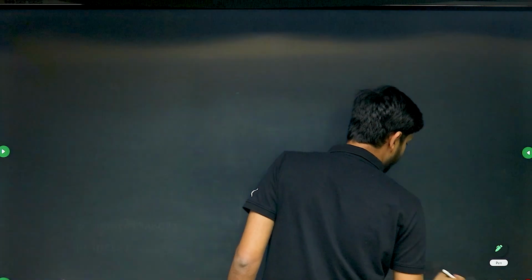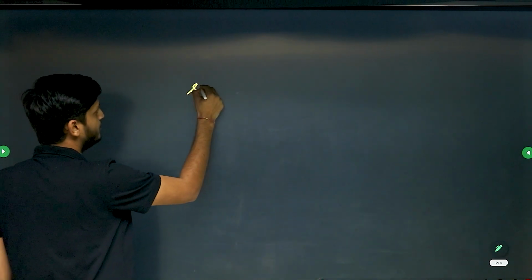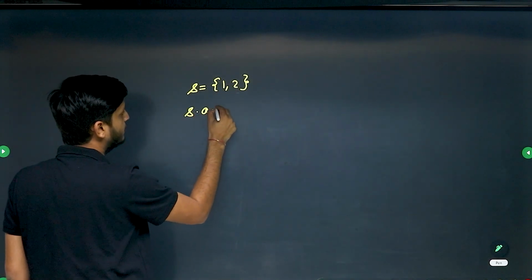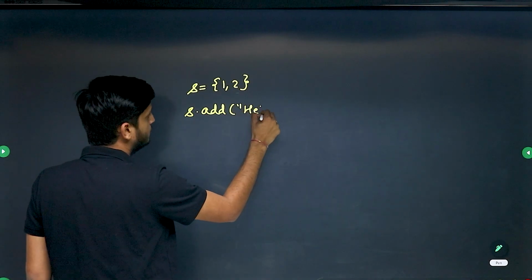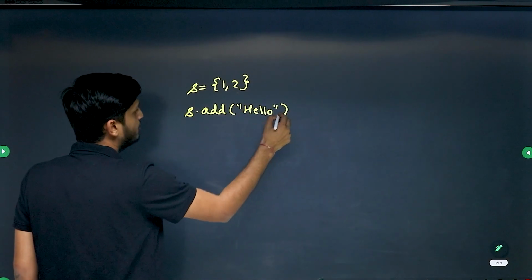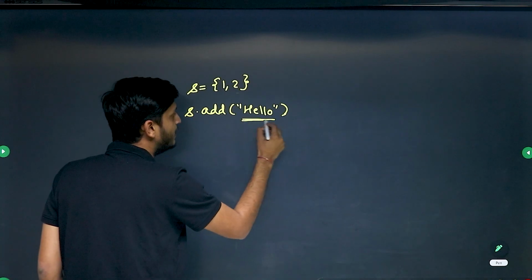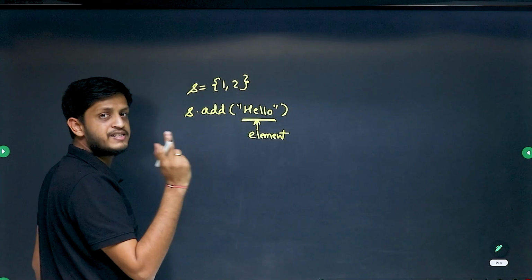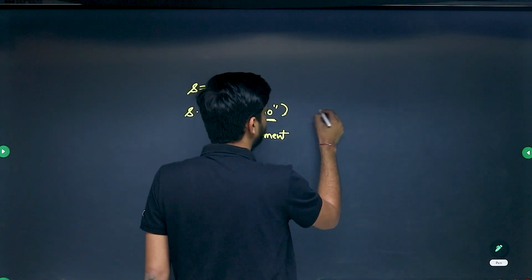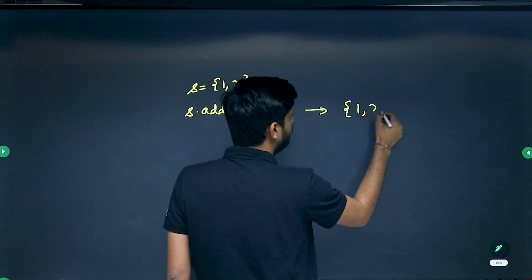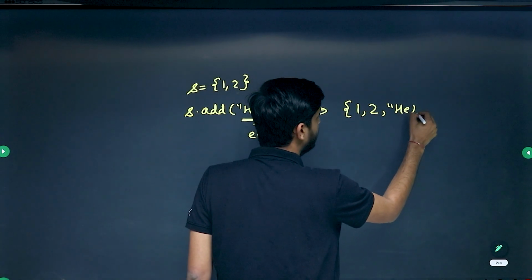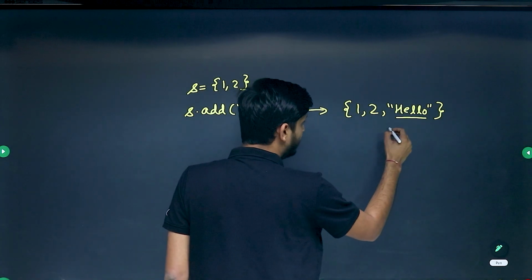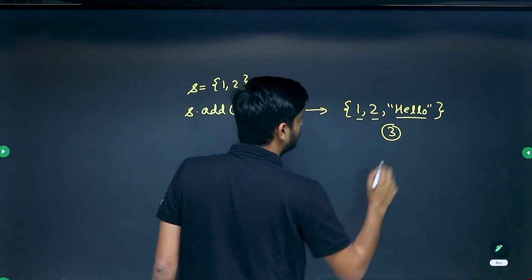So let us take a tricky example. Let's say a set contains 2 elements, 1 and 2. And if I say s.add of a string containing hello, what will happen? Now the add function takes it as a single element. The add function only takes a single element. So the entire string is treated as an element and this will be added in this set. So now the set will contain 1, 2 and the string hello, a single element. So the length of this set right now is 3. There are 3 elements, 1, 2 and hello.